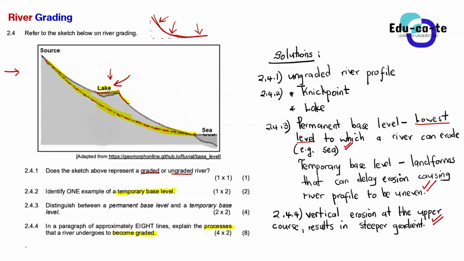Headward erosion removes temporary base levels. At the upper course, we don't only have vertical erosion, we also have headward erosion. That's one of the fluvial processes happening. So headward erosion at the upper course.